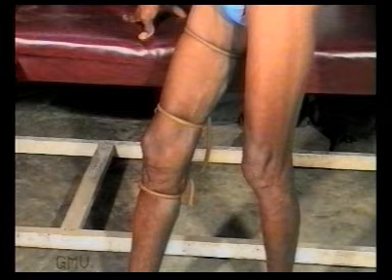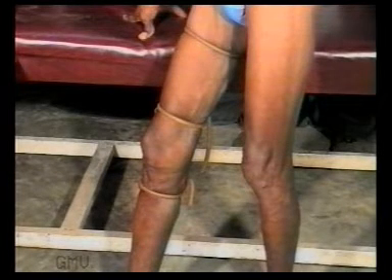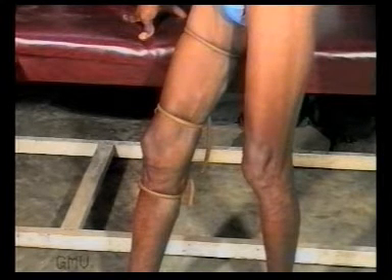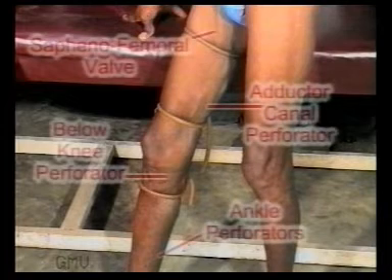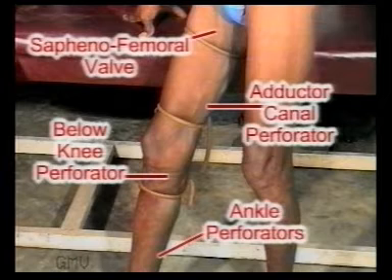Now ask the patient to stand up and observe for 15 to 20 seconds for the appearance of varicosities in each segment. A rapid appearance of a varicosity or a blowout in any of the segments indicates the incompetency of the related perforator. In the segments with competent perforators, the vein remains collapsed.